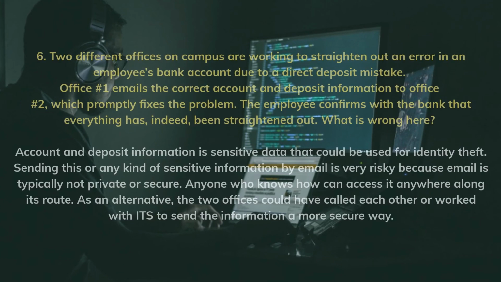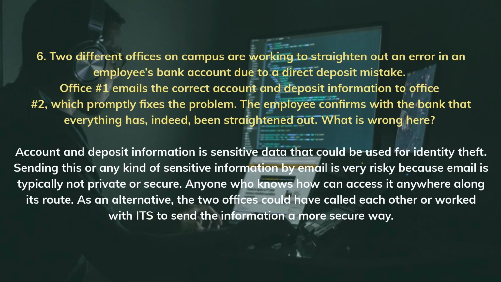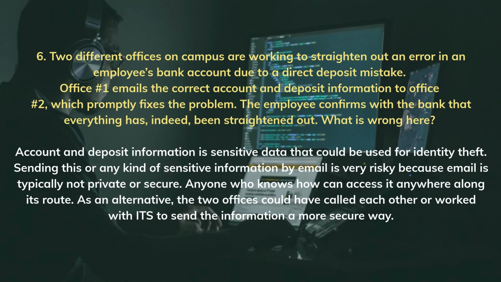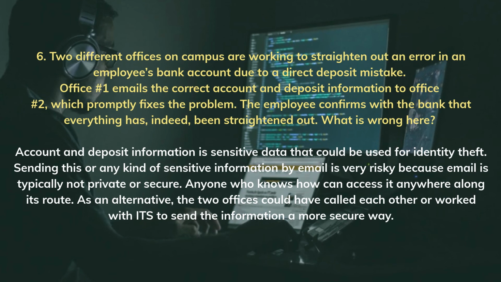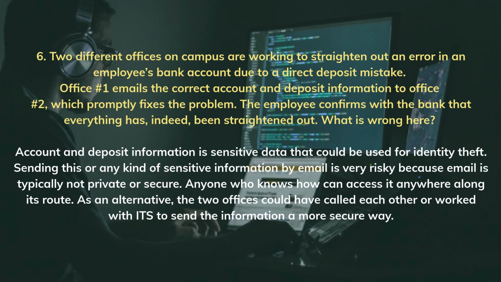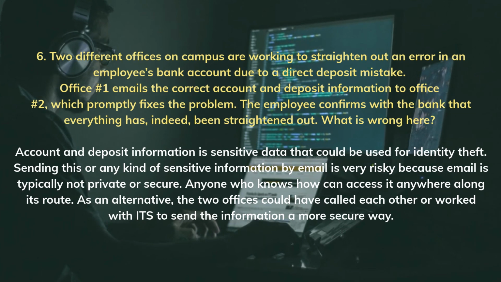6. Two different offices on campus are working to straighten out an error in an employee's bank account due to a direct deposit mistake. Office number 1 emails the correct account and deposit information to office number 2, which promptly fixes the problem. The employee confirms with the bank that everything has, indeed, been straightened out. What is wrong here? Account and deposit information is sensitive data that could be used for identity theft.